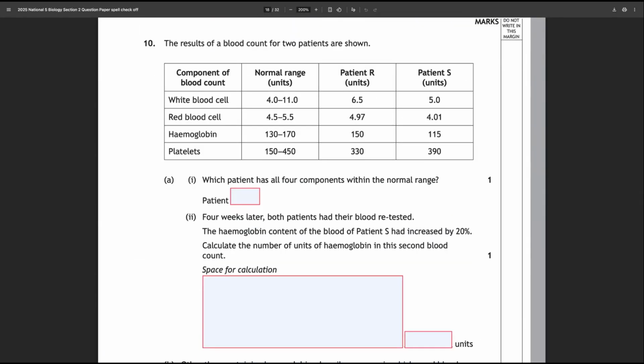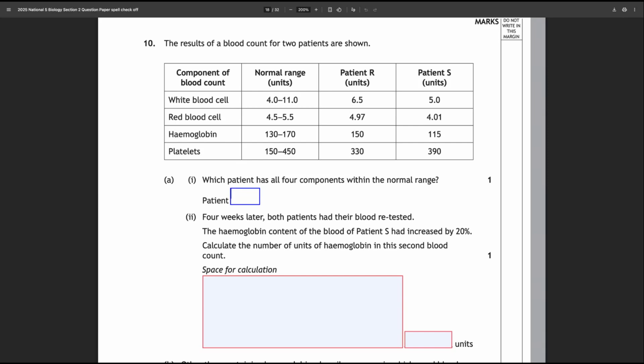The results of a blood count for 2 patients are shown. We've got the white and red blood cells, the hemoglobin, and the platelets, and we've got the normal ranges. Then we've got what patient R and patient S both have in terms of those blood components. Which patient has all 4 of their components within the normal range? If we look at the white blood cells, the normal range is 4 to 11, and both patient R and patient S are within the normal range, so that doesn't help us.